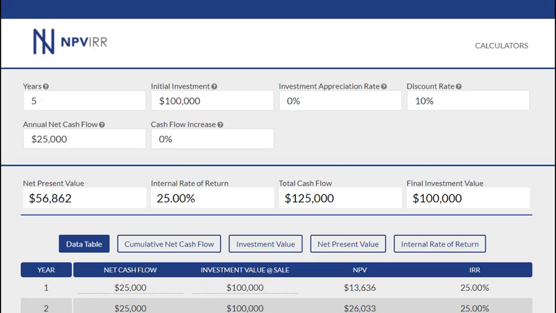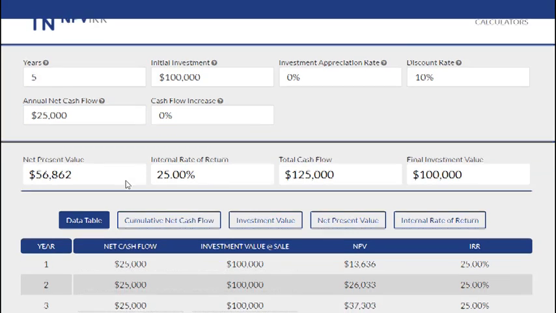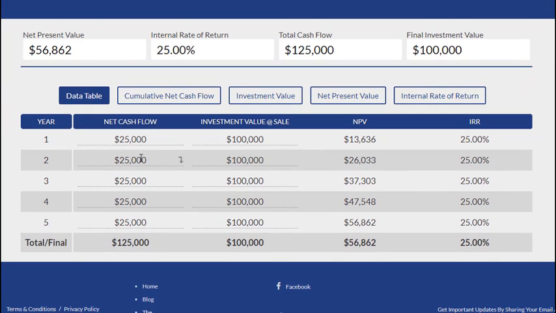Let's keep the example simple by only projecting out 5 years and investing $100,000. Then let's say this is a good investment and the investor expects to receive $25,000 back over the next 5 years. You can see this down here in the data table for a total of $125,000 in cash flow.